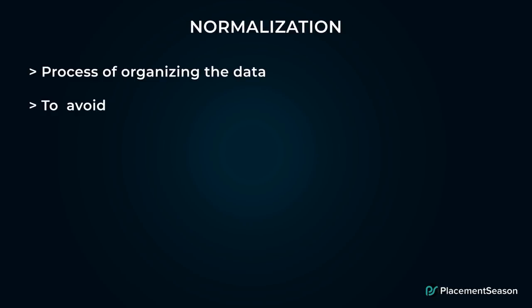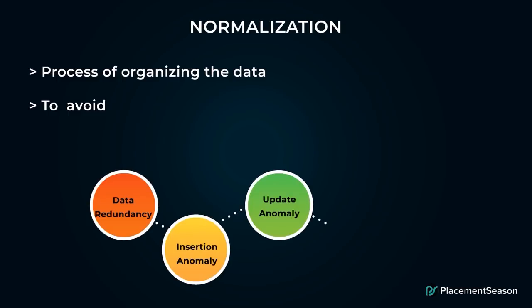Now we are going to discuss the normalization concept. You will definitely get an MCQ from this topic. So, normalization is a process of organizing the data in a database to avoid data redundancy, insertion anomaly, update anomaly, and deletion anomaly. Normalization divides the larger table into smaller tables and links them using relationships. The normal form is used to reduce redundancy from the database table.